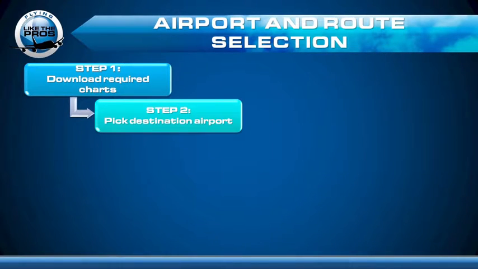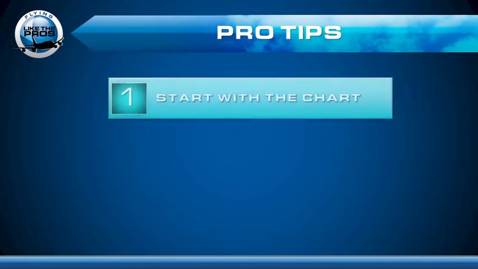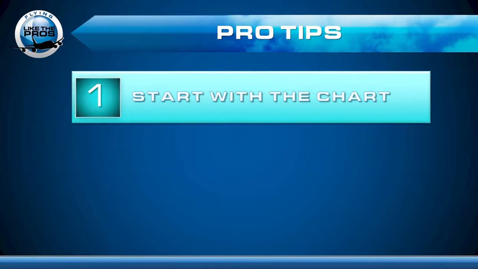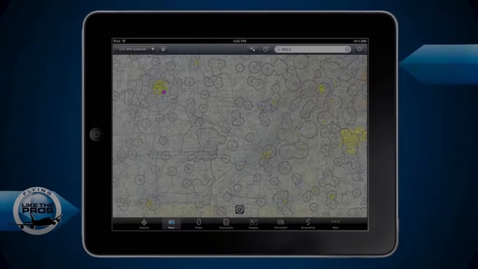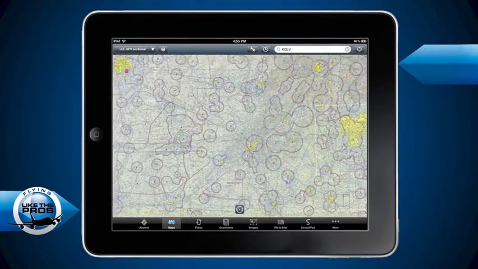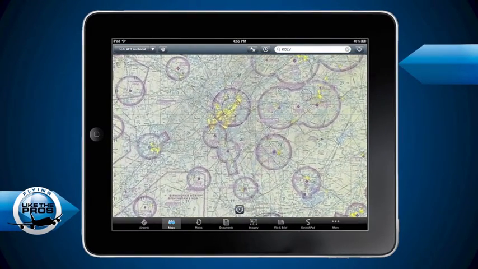Step 2 of the airport and route selection is pick our destination airport. Often you know what airport you're going to, but what if you don't? Pro tip number 1 is start with the chart. Always going to the map first helps you build that situational awareness. Get a visual picture of what you're doing before you start in with the automation.